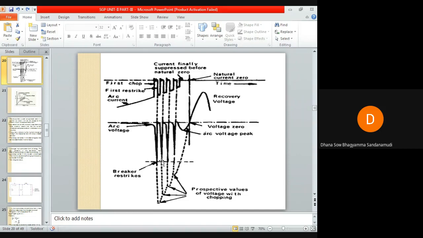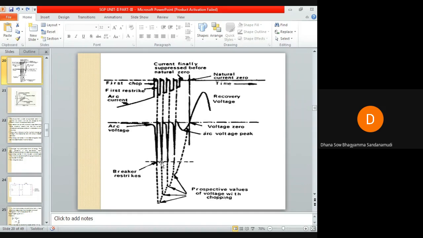The voltage which will appear across the circuit breaker contacts is given by the second prospective voltage here. Of course, the magnitude of the second prospective voltage will be less than the magnitude of the first prospective voltage. Why? Because the arc current during the first chop was more than the arc current during the second.